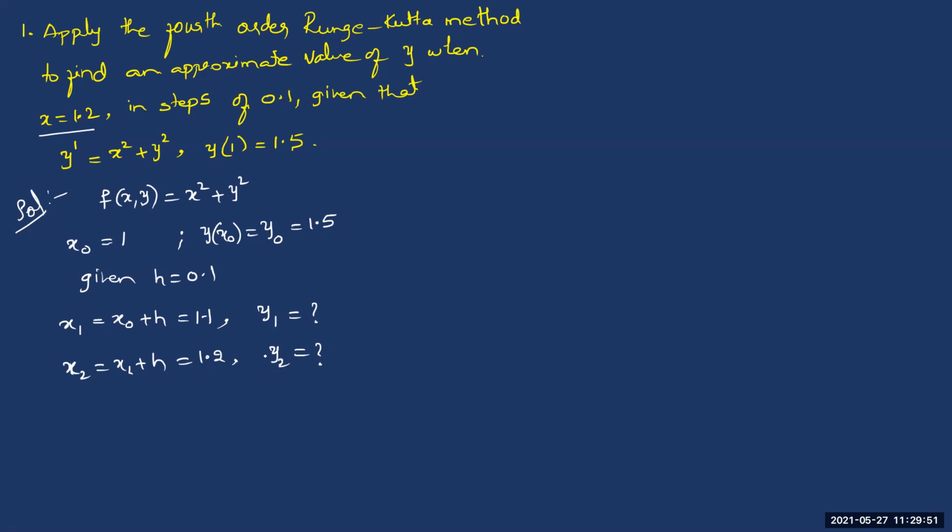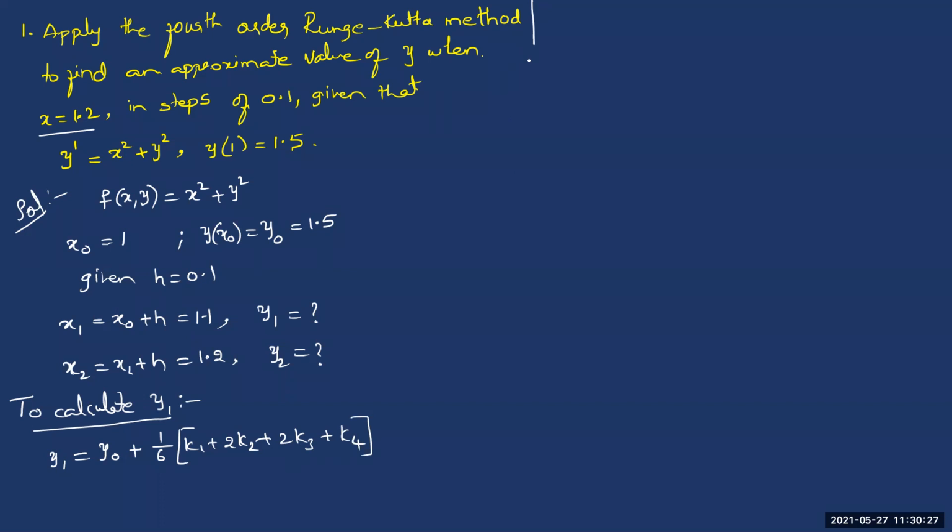So you see the questions are clear. We need to calculate both y1 as well as y2. Now let me proceed to calculate y1 first. To calculate y1, we are using the Runge-Kutta method, so I'm writing the formula here. y1 is equal to y0 plus 1 by 6 into k1 plus 2k2 plus 2k3 plus k4.